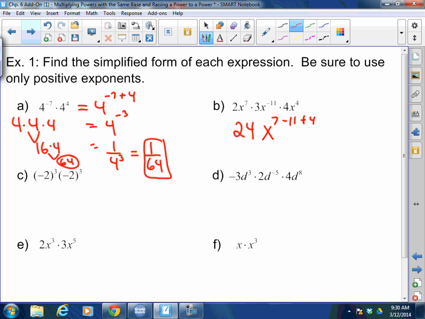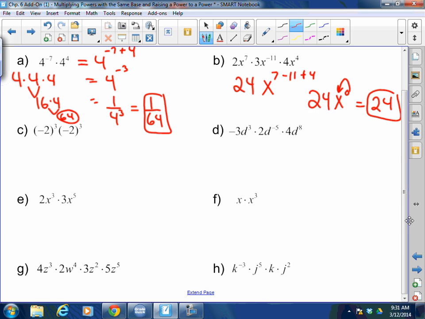Yes, hold on. I keep the base of x and I add all the exponents. 7 minus 11 is negative 4 plus 4 is 0. Very good. So that's 24x to the 0 power, which equals 24. Remember, the 0 only affects the x. You now see why I taught you guys the 0 exponents yesterday and the negative? Okay? Sometimes I'm crazy, but it makes sense.